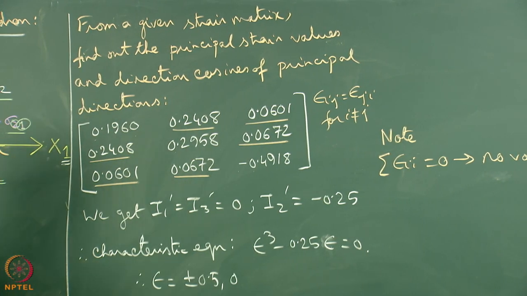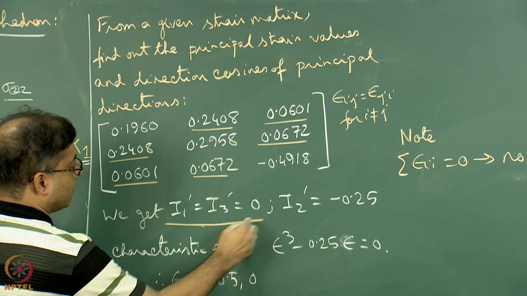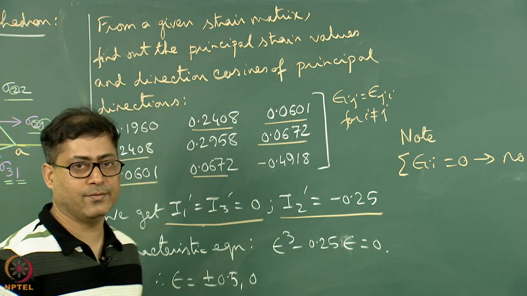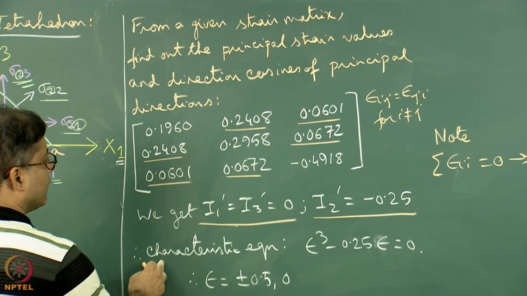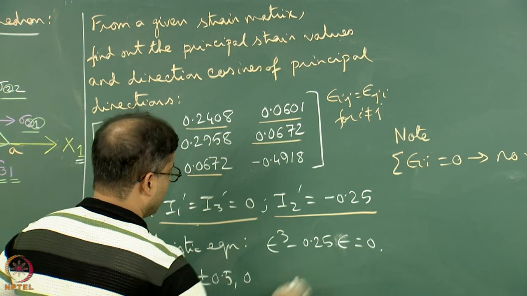Now, here we get, using the formulae, I1 dash equal to I3 dash equal to 0 and I2 dash is equal to minus 0.25. The characteristic equation in that case reduces to epsilon cubed minus 0.25 epsilon equal to 0.